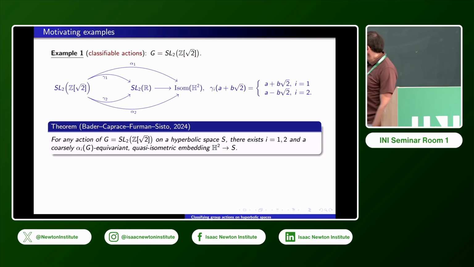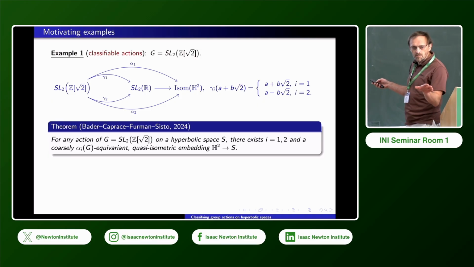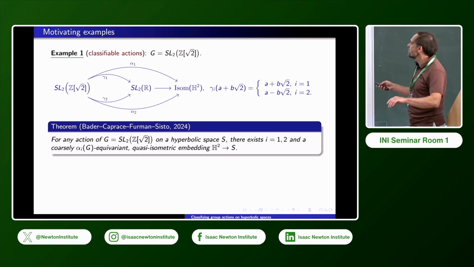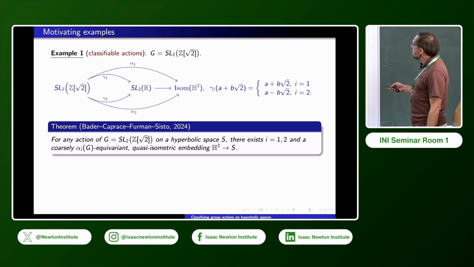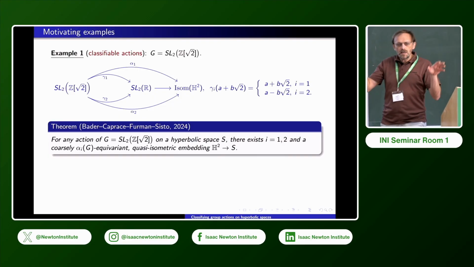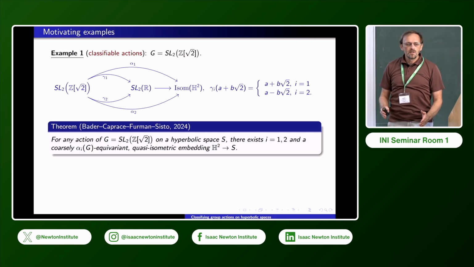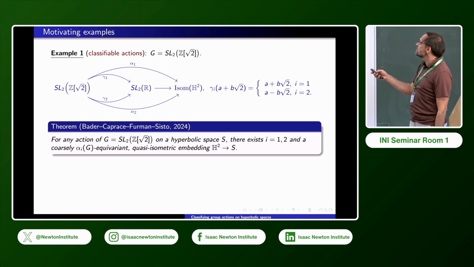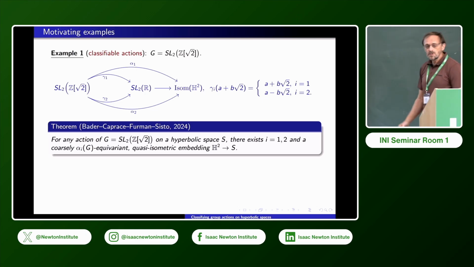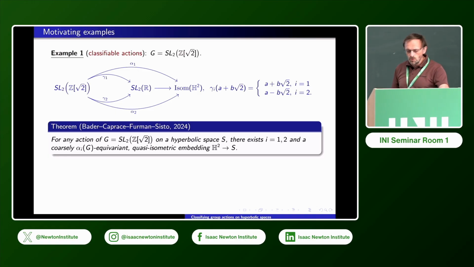Essentially one of these two means that if you have any action of this group on a hyperbolic space, not necessarily H2, then you will see a quasi-isometrically embedded copy of H2 inside your space, which is coarsely equivariant under this action. And when you restrict the action to that copy, then you see one of these two actions described above. So this is a perfect example where the set of all actions of a group on a hyperbolic space can be described.